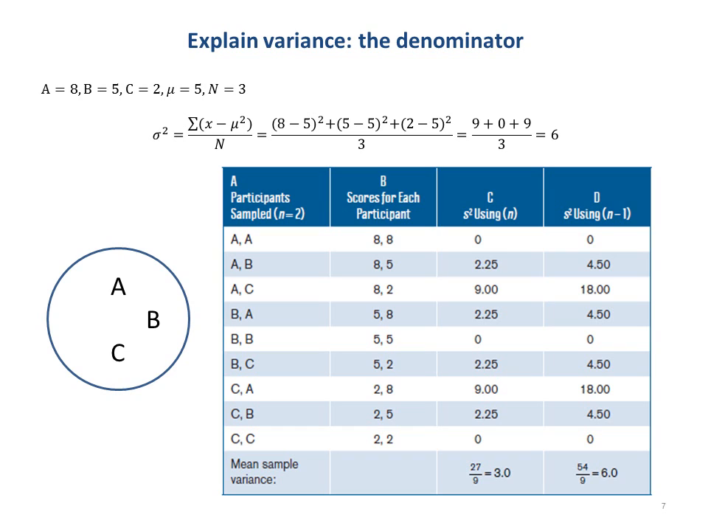In this example, we have a population of 3 persons, A, B, and C. And the population size is 3. They each scored an 8, 5, and 2 in a quiz. And the mean is 5. The population mean is 5. We plug the numbers into the computational formula and get the population variance 6.